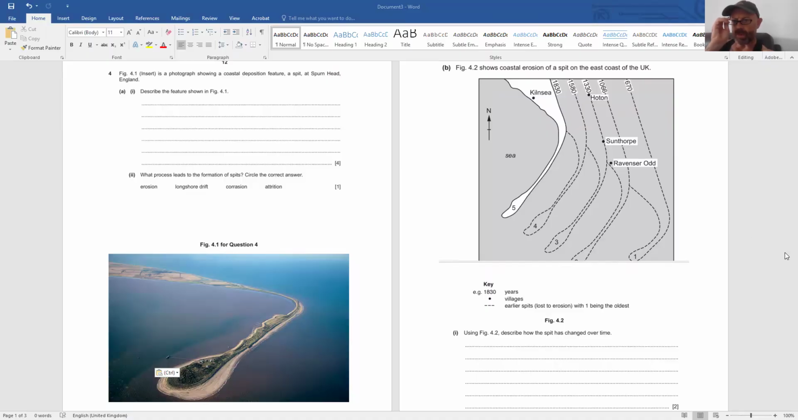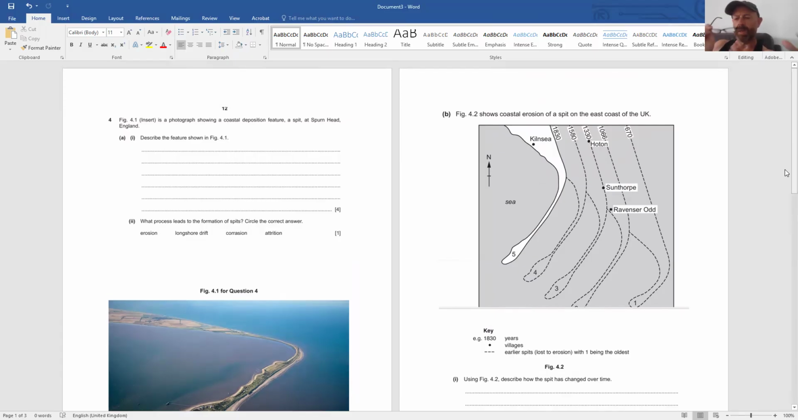Now I'm going to share screen. As usual, I can't find my glasses, so we'll go through this way. Okay. Now, so this paper, I've taken the question, the insert, and the answers from the internet, and I've put them all together for ease of presentation.